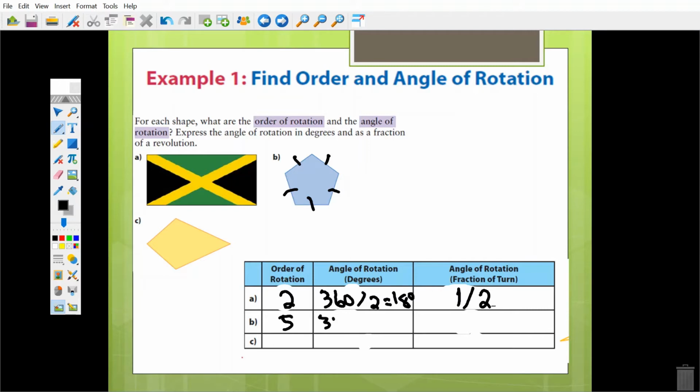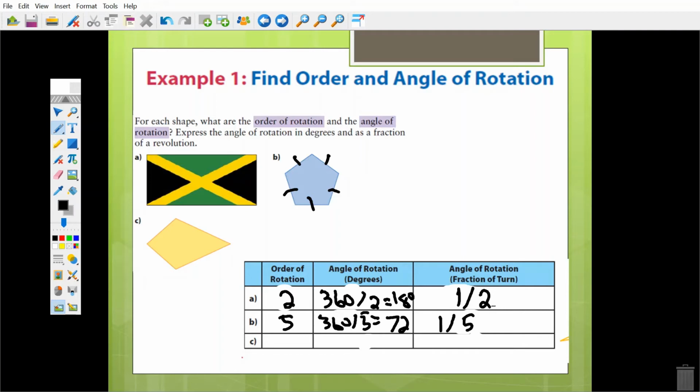The angle of rotation, 360 divided by 5, is 72. And then the angle of rotation as a fraction, start with the one complete turn, divided by the order, is 1/5. Every 1/5 of the turn, you will see the same shape.